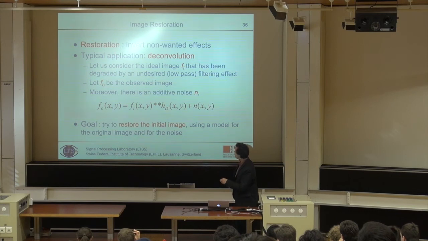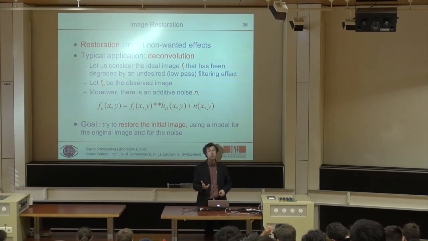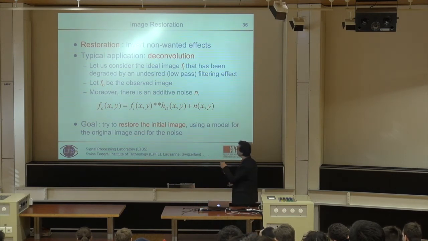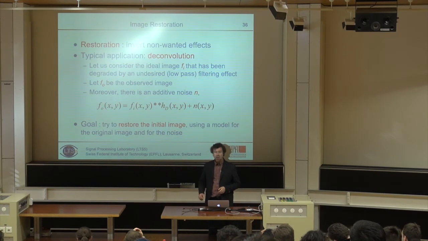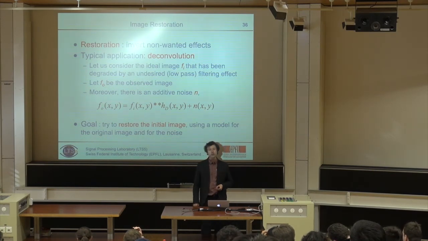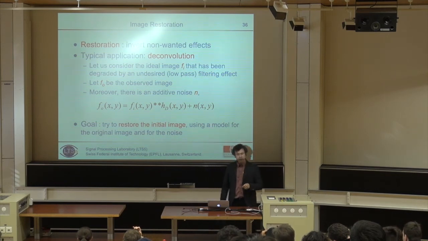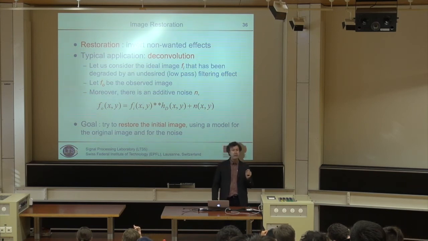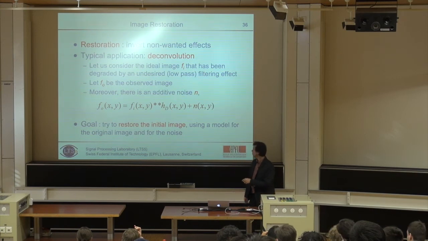This is called restoration. We want to invert something that happened to my image which is not wanted. I am a bad photographer. I took a picture which is blurred, and obviously it's noisy. I'm really bad. I want to invert that. I want to do what is called deconvolution, and you will quickly see why. For this last part of the lecture, I will introduce a little bit of formalism, so just follow me there. You will understand my notations.